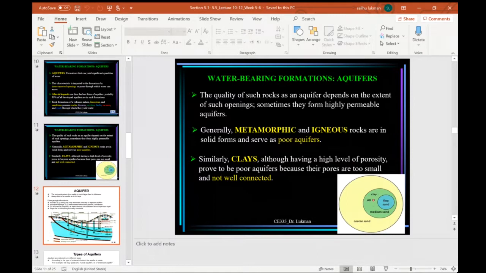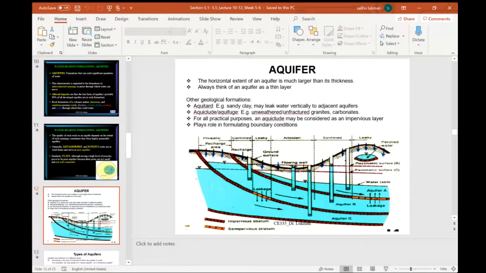Now, still on the aquifer, the horizontal extent of an aquifer is much larger than its thickness, meaning the thickness compared to the horizontal extent is very small. It doesn't mean it is just a few centimeters. It can be many meters, but compared to the horizontal extent, the coverage of that aquifer may be several hundreds of kilometers, while the thickness may be just some few meters, maybe 100 meters, or even 50 meters depth.